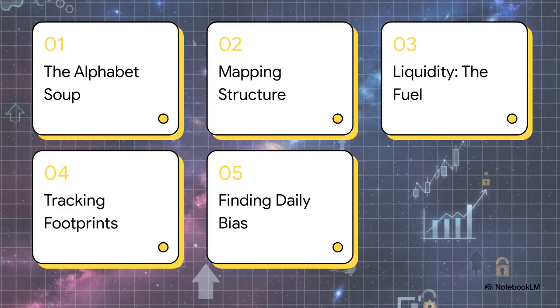Okay, let's dive into this. First, we'll tackle the trading alphabet soup. Second, mapping the market structure. Third, liquidity, which is the market's fuel. Fourth, tracking institutional footprints. And finally, finding your daily bias. We're going to decode all this chaos into a logical, mechanical system that you can actually use.